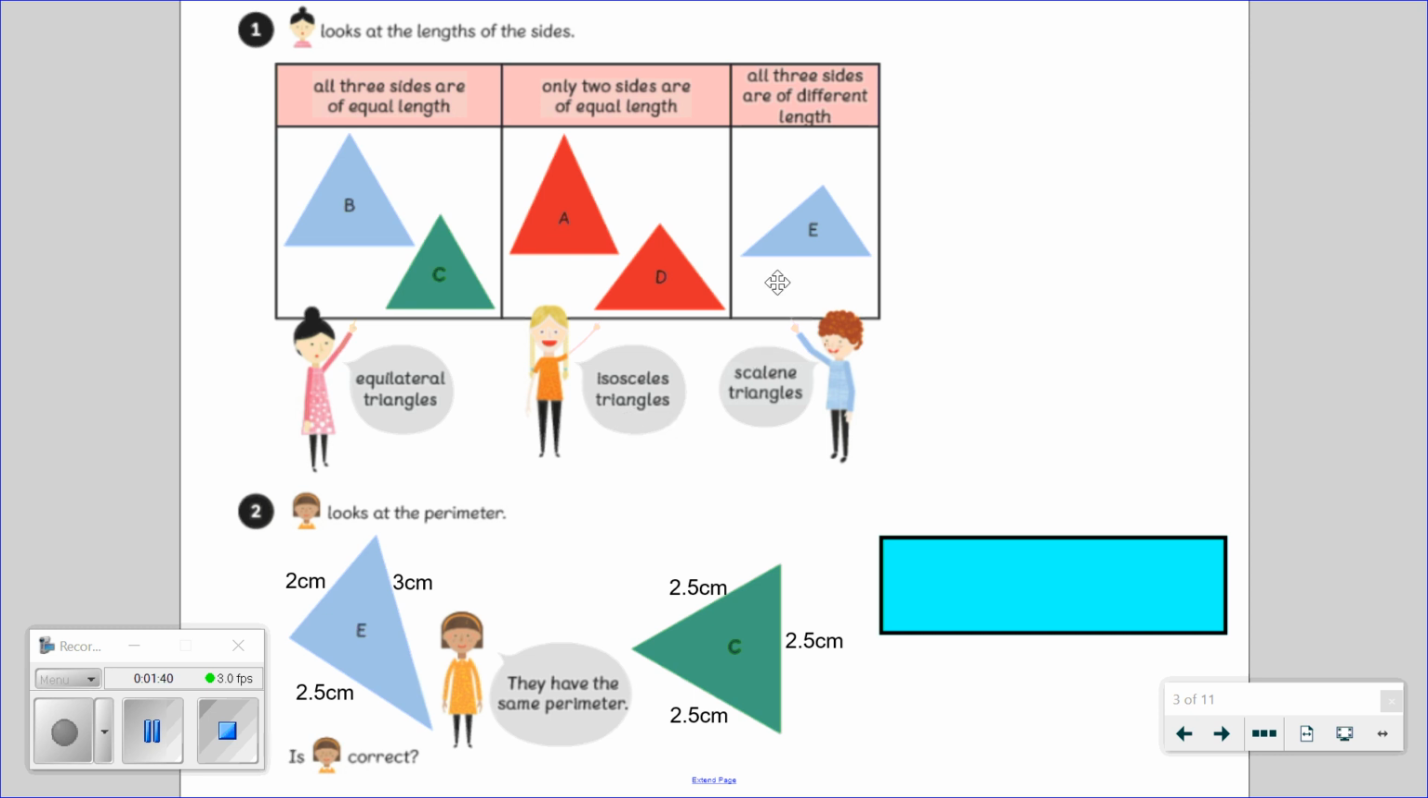That's left Ruby with triangle E. This triangle has sides that are all different lengths. As Elliot tells us, this is called a scalene triangle.